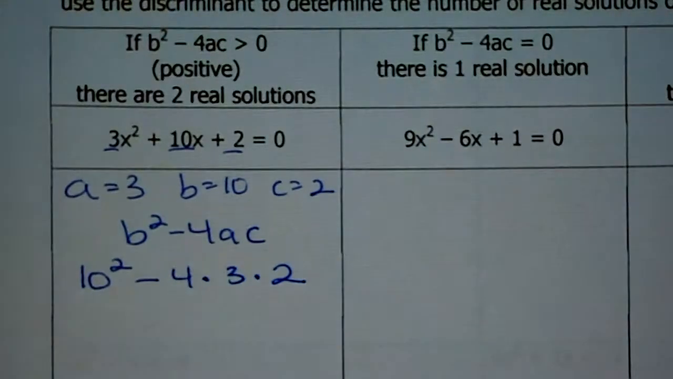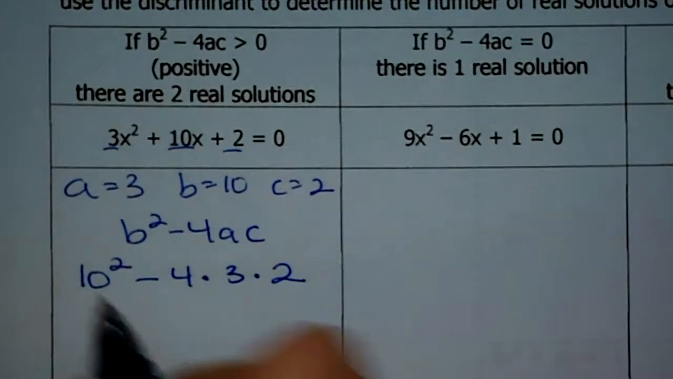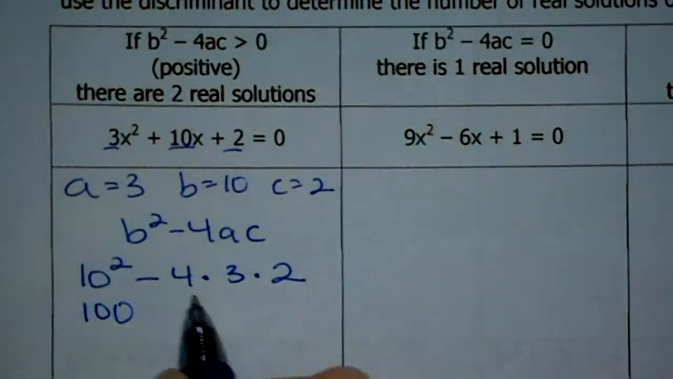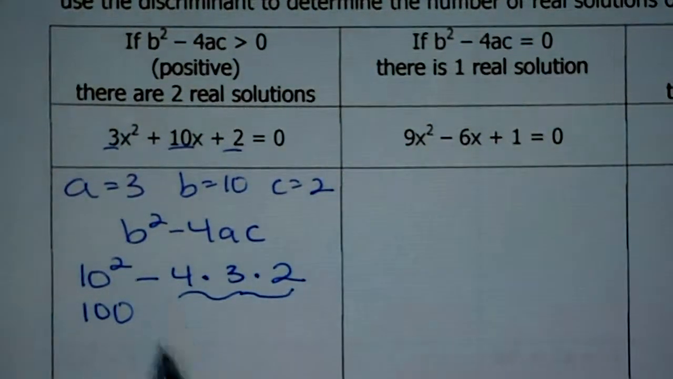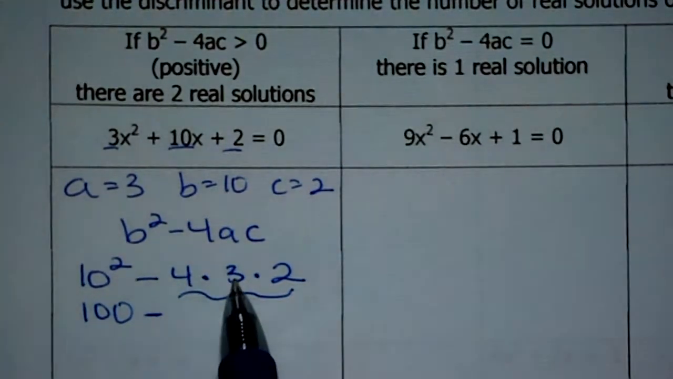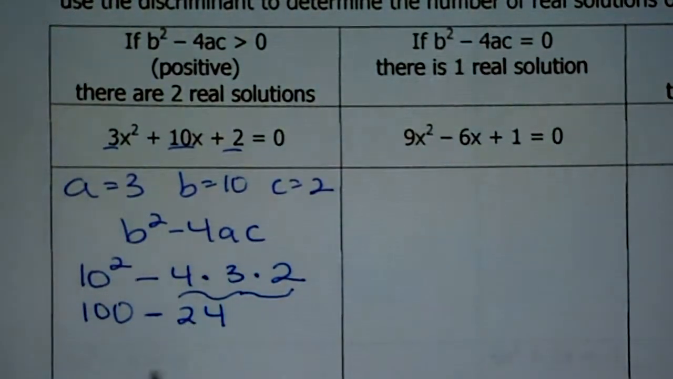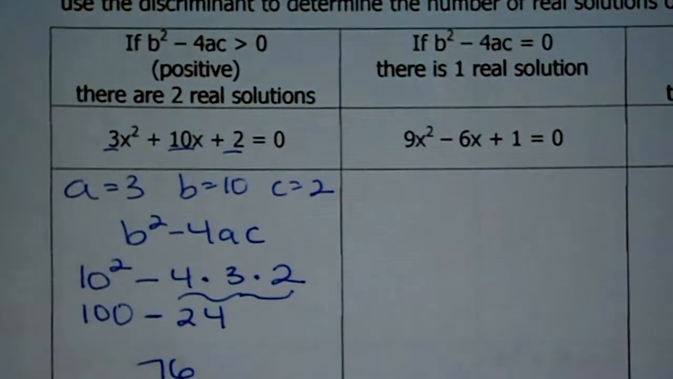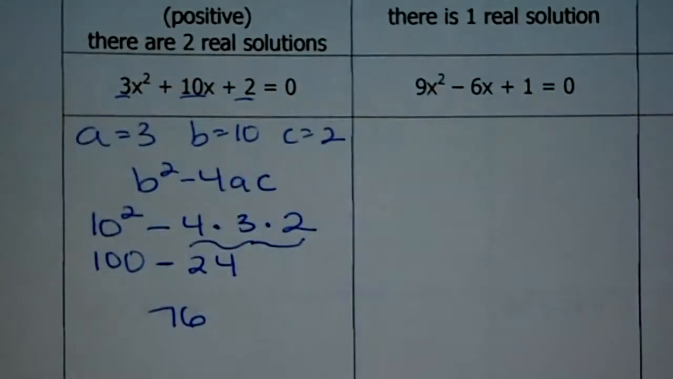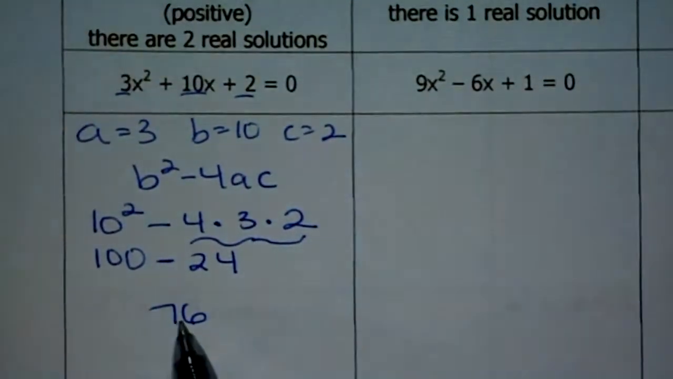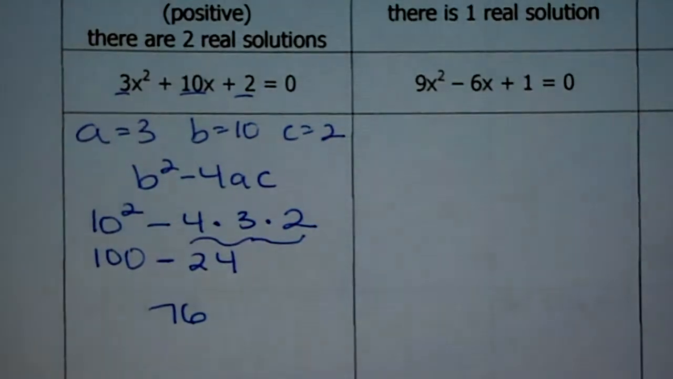Now if you want, you can go ahead, you can type that whole stream of numbers in your calculator. For this one, I'm probably not going to, because I know 10 squared is 100, and I have to do all this multiplication before I can subtract. So 4 times 3 is 12, 12 times 2 is 24, 100 minus 24 is 76. Now I'm not asking you for the solutions, I'm just asking you how many. I just got for the discriminant a positive 76. That means that there are 2 real solutions because the discriminant is equal to a number that's greater than 0.